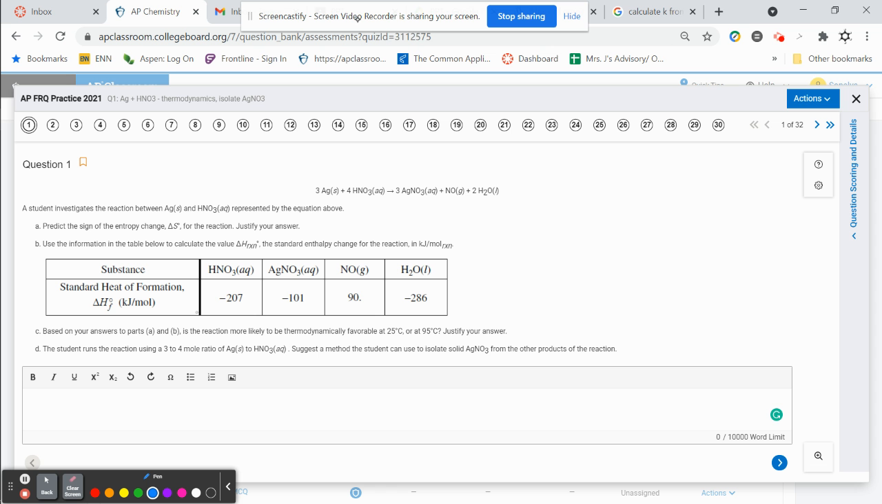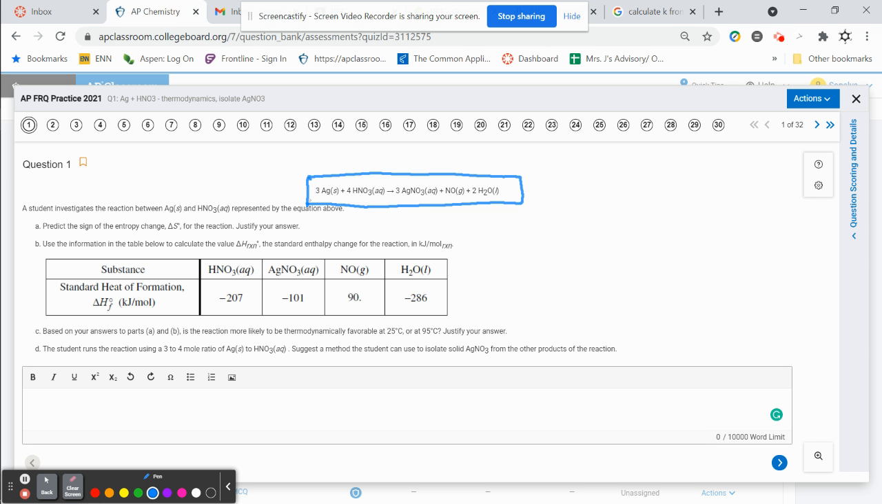Okay, so the question is asking you to predict the sign of the entropy change delta S standard for the reaction. Anytime you get a reaction and you have to look at the change in entropy, look at the states of matter, and that will help you figure out if the change in entropy is positive or negative for that reaction. Okay, so we're going from 3 moles of solid silver and 4 moles of aqueous nitric acid to 3 moles of silver nitrate, and there's a mole of nitrogen monoxide gas, and that means the entropy change is in fact positive for this reaction.